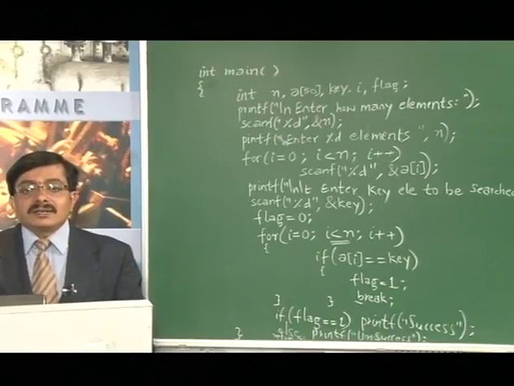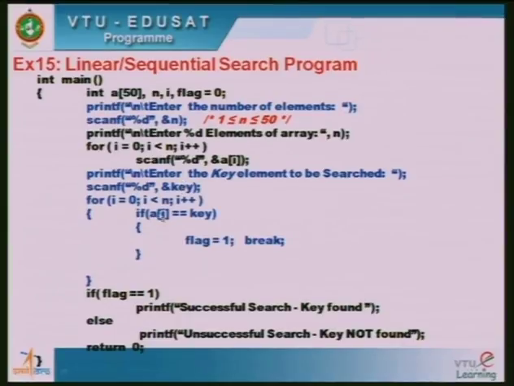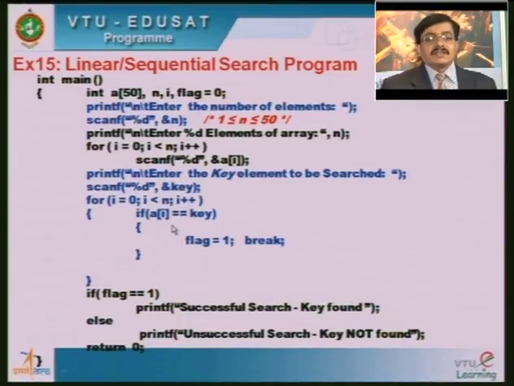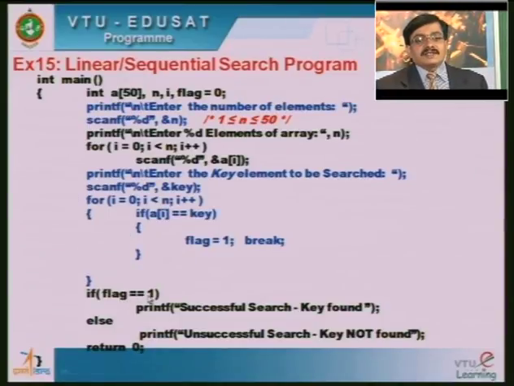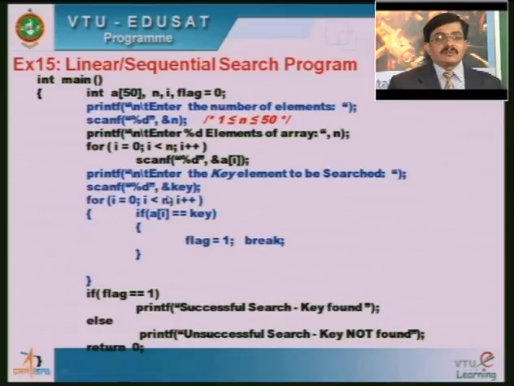Now, here we enter the number of elements, we read the value of n here, and n can be greater than or equal to 1 and less than or equal to 50. Then "enter %d elements of an array", and we read those n elements of the array using scanf, and then the key element is read using this particular scanf. Then for i equal to 0, i less than n, i plus plus: if a of i is equal to key, then flag is equal to 1 and break, I come out of the loop. If flag is equal to 1, I print successful search, and otherwise I print unsuccessful search. So, this is how to confirm whether the key is present in the list or not.